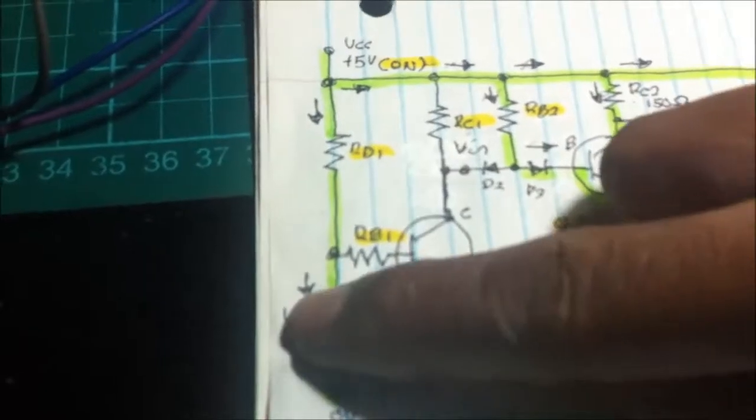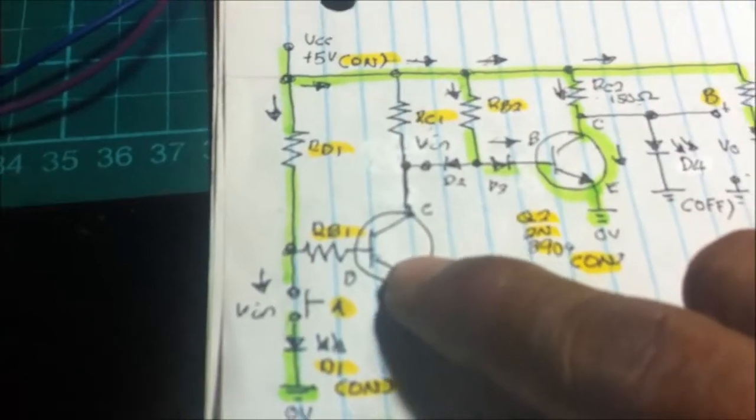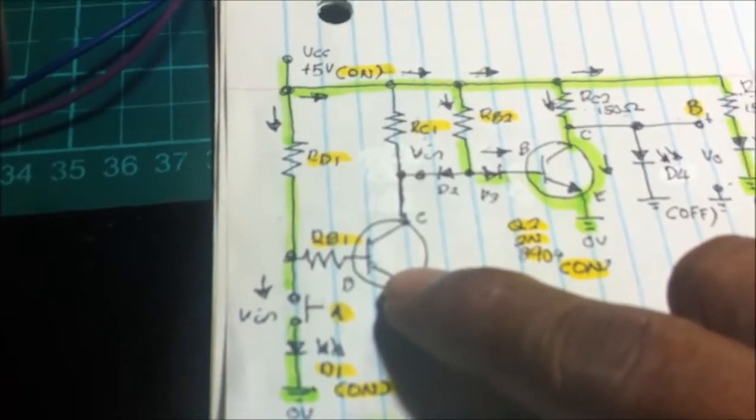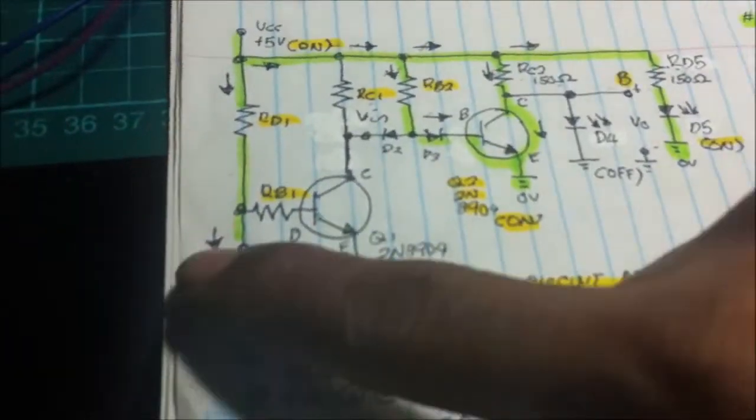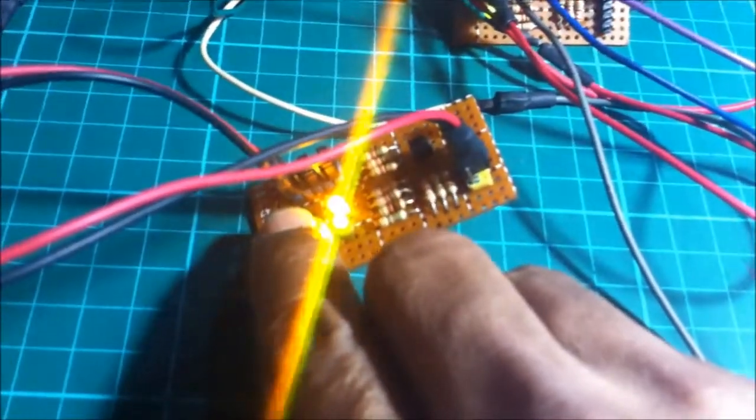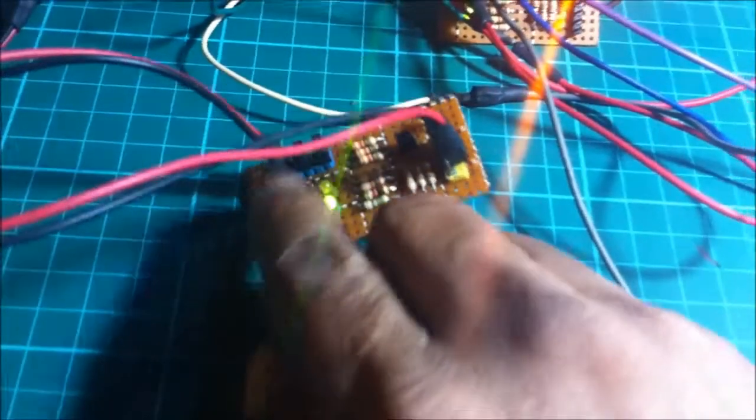So when you push the button here, this transistor now is in cutoff. That is now cut off. Every time I push the button here, the LED turns on. That is the LED that turns on, the yellow one.